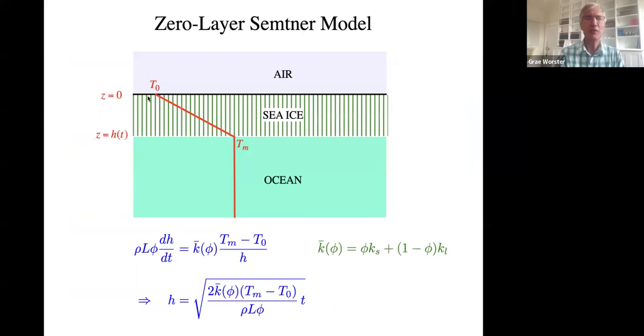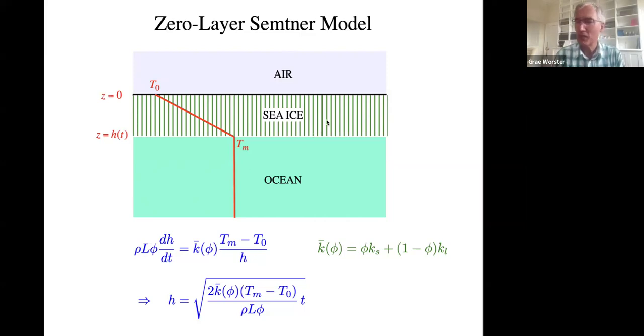We've essentially still got this picture, and I've given it an elaborate name. People who write climate models and write sea ice components for climate models know this as the zero-layer Semtner model. But it's just a model in which the temperature field is assumed to be a straight line through the sea ice. We have the same heat flux of conductivity times the temperature gradient, balancing the rate of release of latent heat. But you can see two modifications.